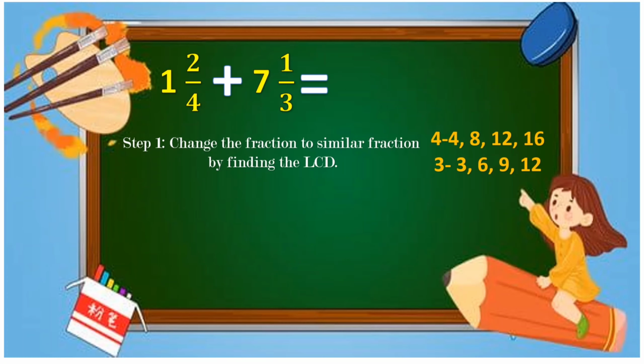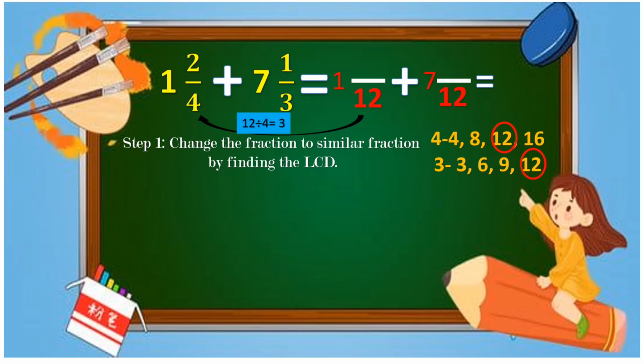For the 4, we have 4, 8, 12, and 16. For the 3, 3, 6, 9, 12. Since we already found the LCD, we will stop. The LCD is 12. We will use this as our new denominator. So we just copy the whole numbers, which are 1 and 7.